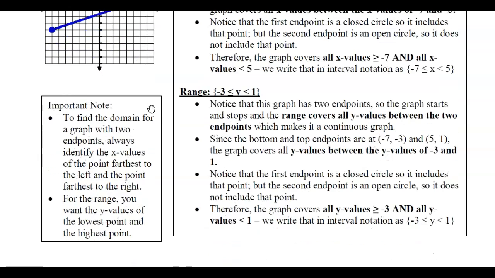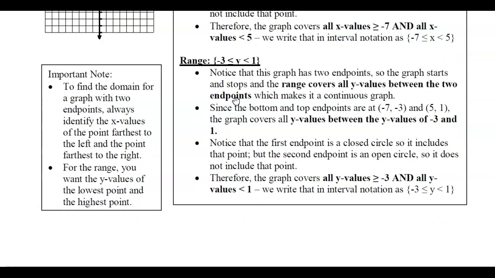So just an important piece of information. To find the domain for a graph with two endpoints, you always identify the x value farthest to the left and the point farthest to the right. For the range, you identify the lowest and then the highest.